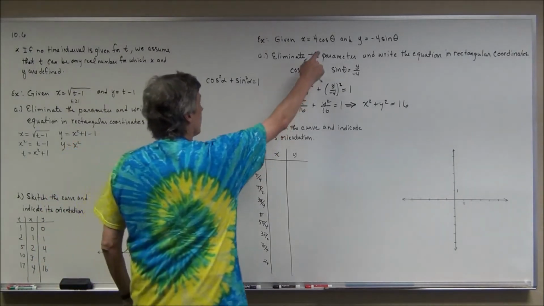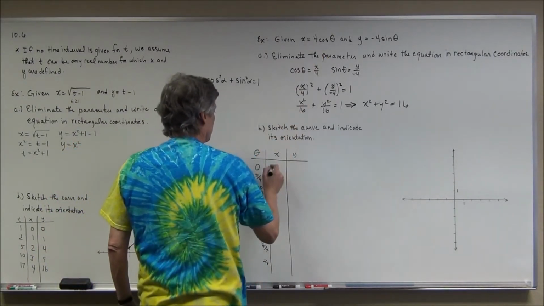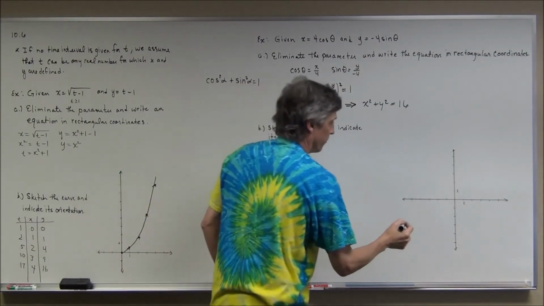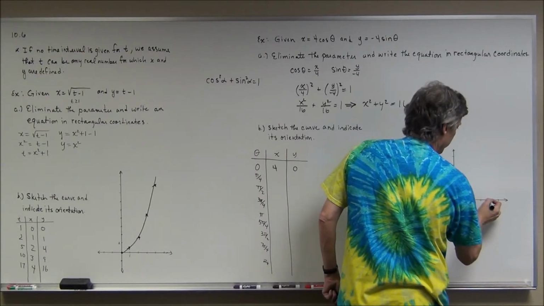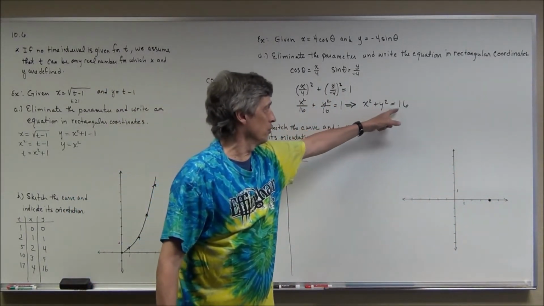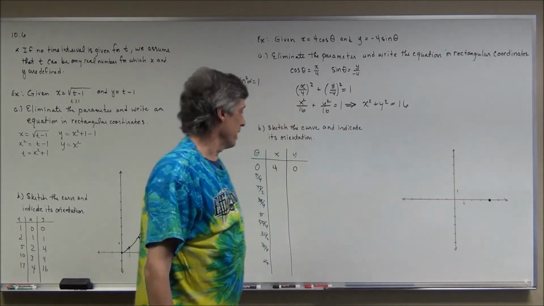If I plug 0 in, the cosine of 0 is 1, so this is 4. The sine of 0 is 0, so this is 0, 0. So my first point here is right here. Now, didn't we say that it was center 0, 0 and radius 4? It's matching up kind of nicely.